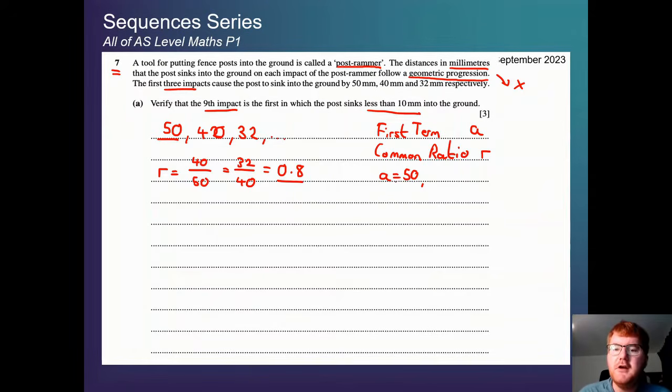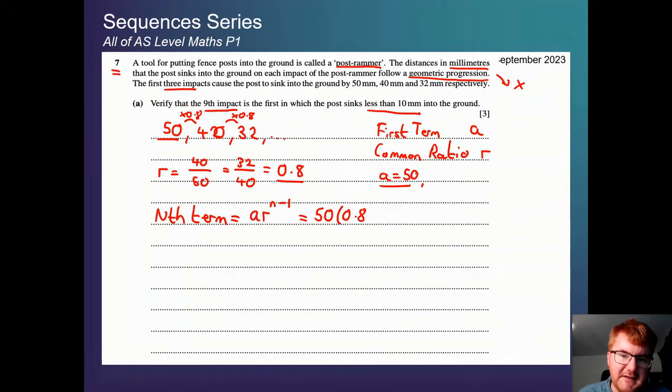So now we know what a is, the first term, and the common ratio, so what we're multiplying by each time, in this case times 0.8, we can then write down the nth term. Now all I'm going to do is copy down this formula, so ar to the power of n minus 1. Wherever I see an a, I'm going to put a 50. Wherever I see an r, I'm going to put a 0.8. So this is the formula that represents anything in the particular sequence.